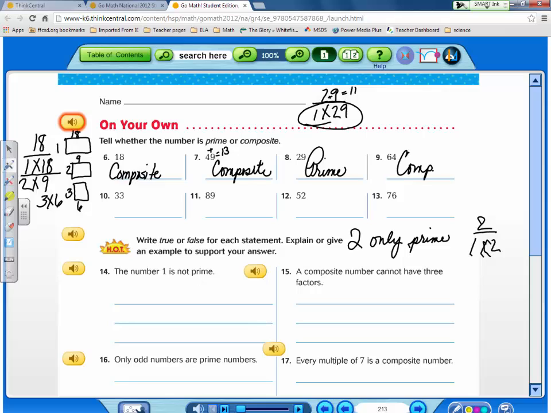The number 1 is neither prime nor composite. So what we're looking for is if I can only do 1 times that number as factor pairs, then it's prime. If I can come up with more than one factor pair, then it is composite.